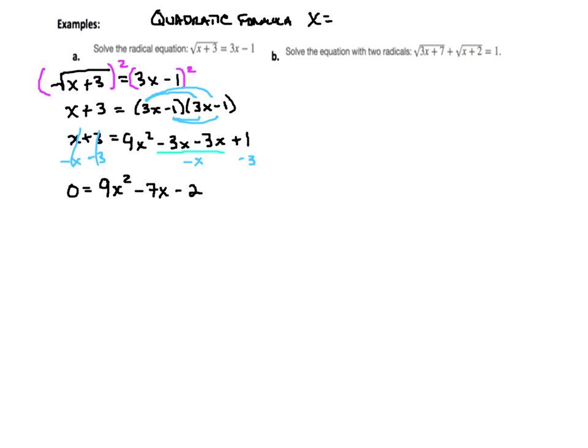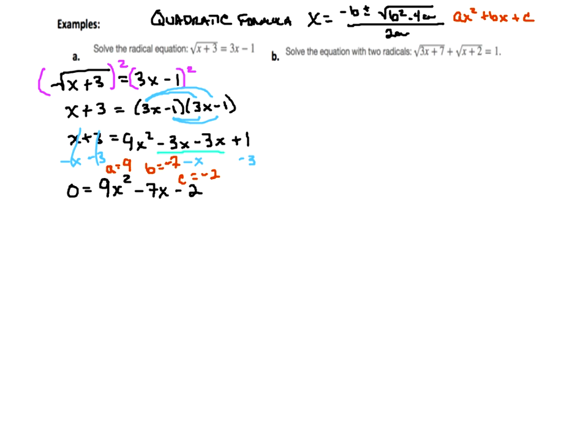X equals, because you're actually solving the equation, the opposite of b plus or minus the square root of b squared minus 4ac, all over 2a. So that's what I'm going to use to solve this equation. And I'll just point out, this comes from ax squared plus bx plus c. A always goes with my x squared term, so my a is 9. B is always my x term, so that's negative 7. And then my c is negative 2 here.